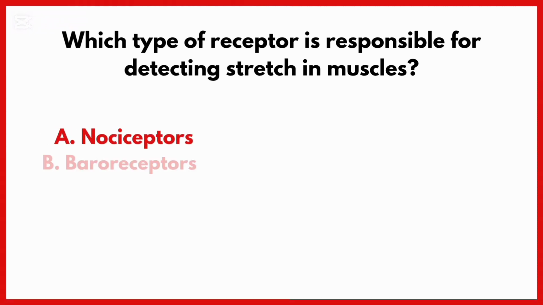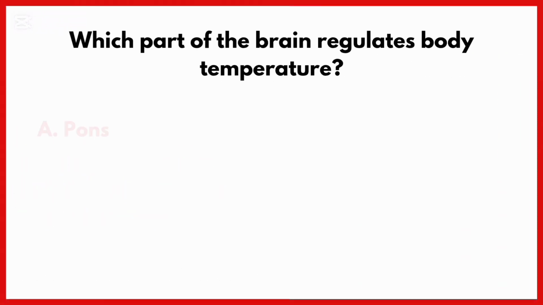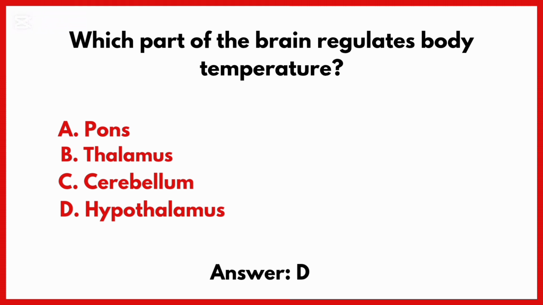Which type of receptor is responsible for detecting stretch in muscles? Correct answer is option C, muscle spindles. Which part of the brain regulates body temperature? Correct answer is option D.